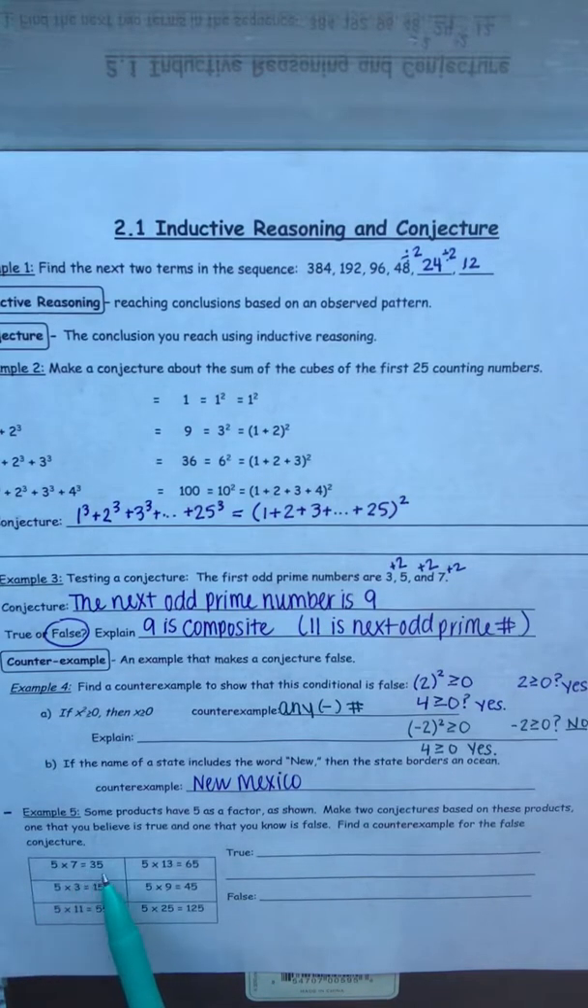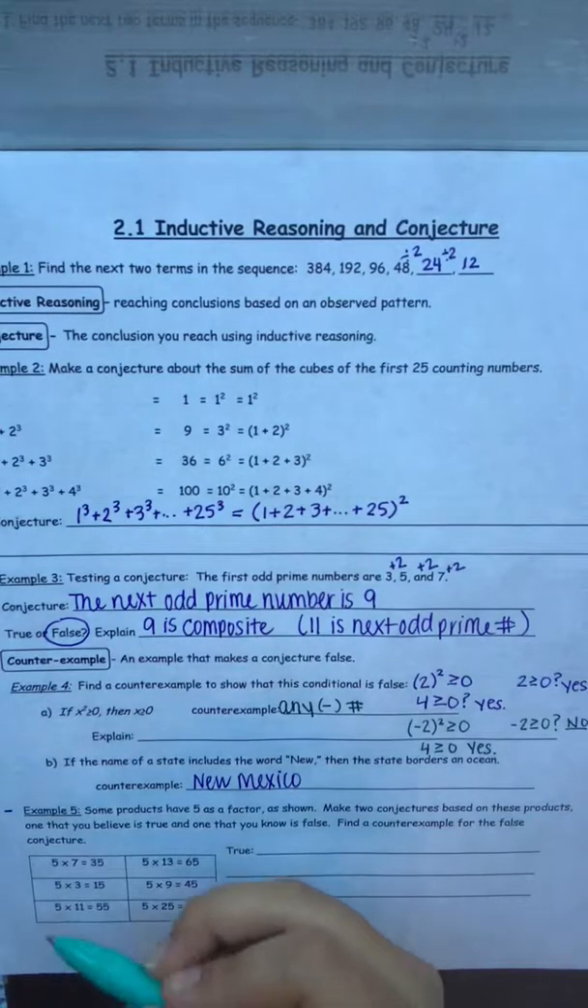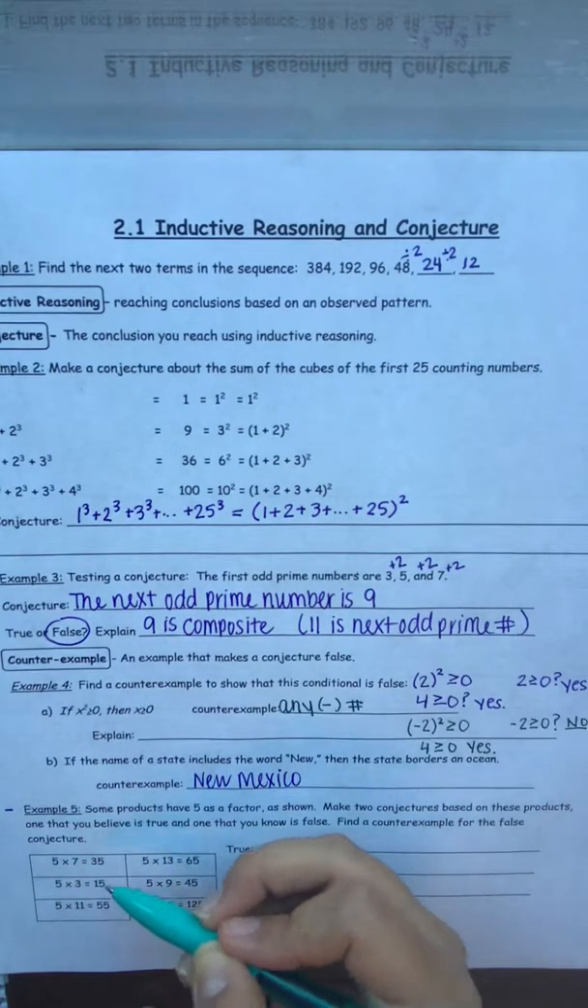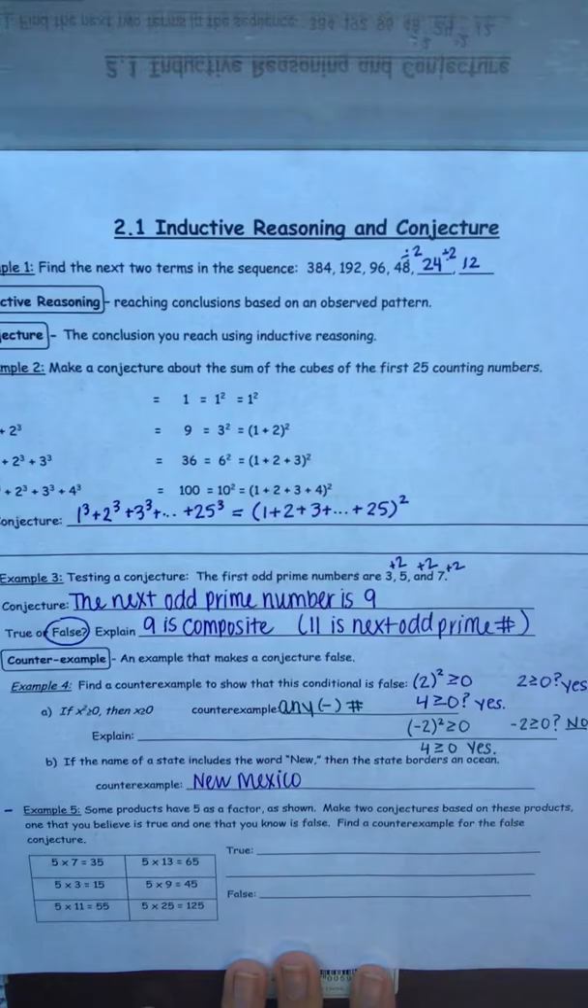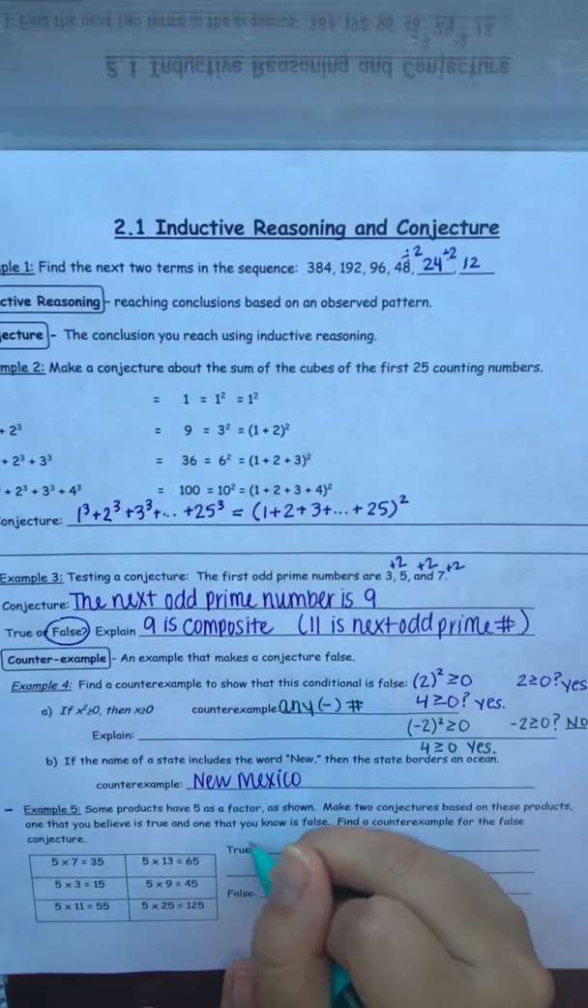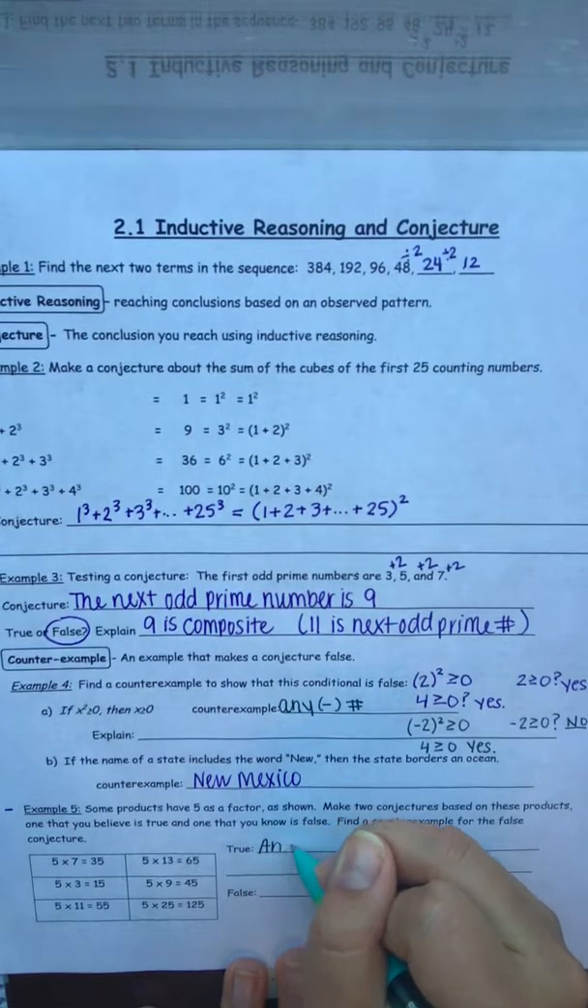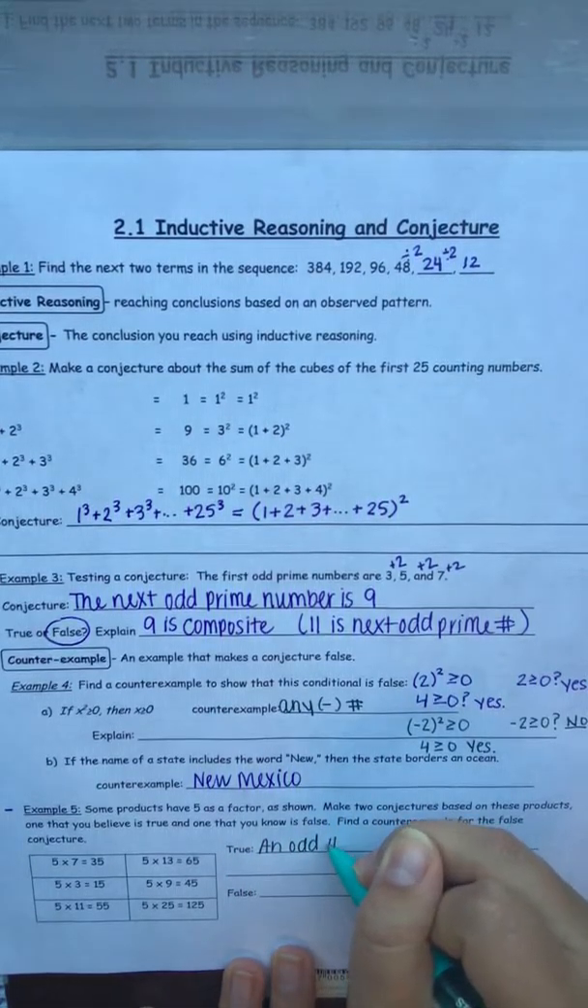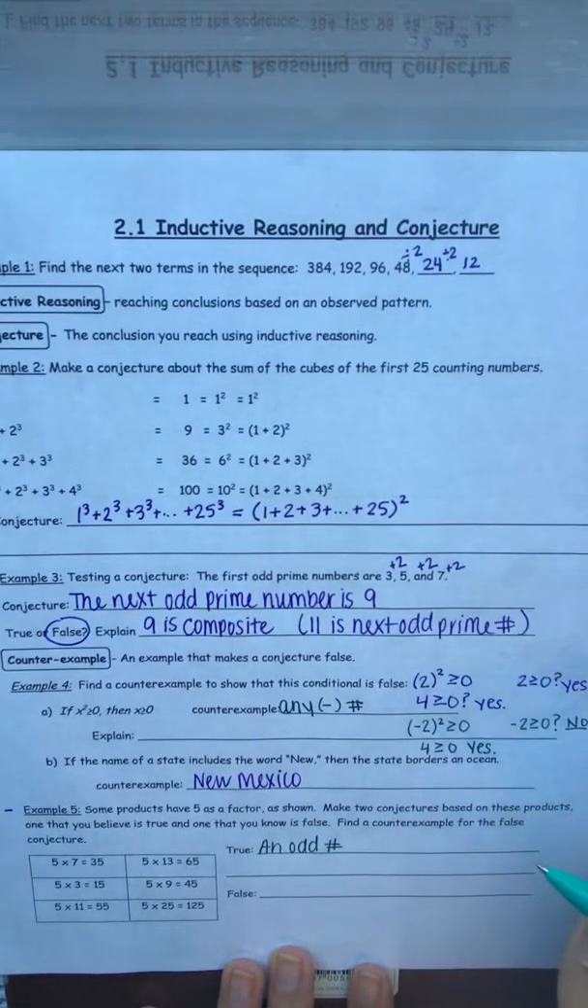So I've got 5 times 7 is 35, 5 times 3 is 15, 5 times 11 is 55, and so on. Hopefully, after thinking for a couple minutes, you realize that we're taking an odd number times an odd number, and it's resulting in an odd number. If you take any two odd numbers, 3 times 3, 1 times 253, whatever they may be, an odd times an odd will be an odd. So our conjecture that we know is true is an odd number times another number that is odd will also make an odd product.